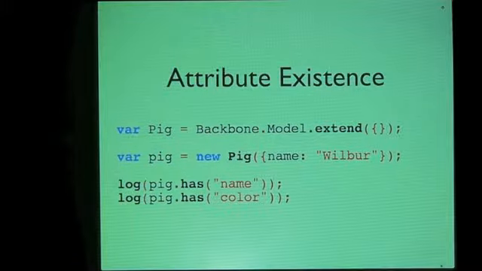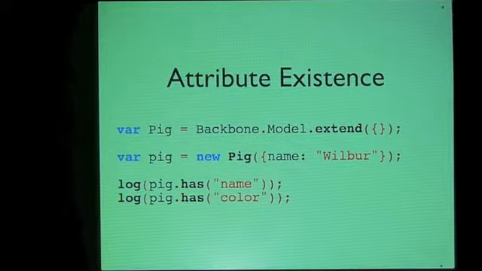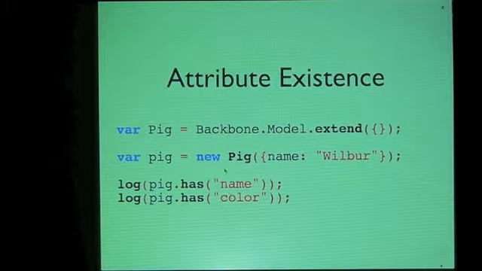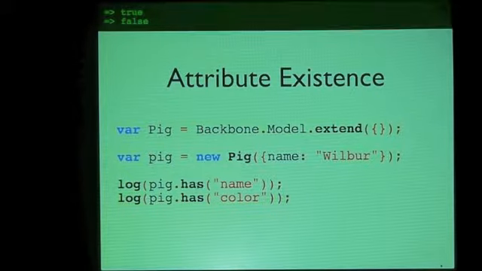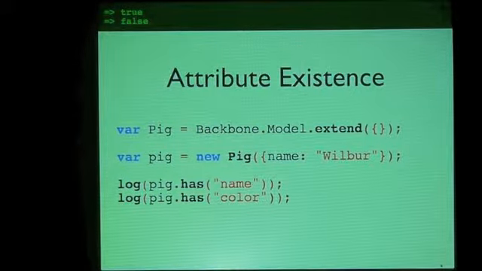Okay, attribute existence. Here's a pig. It's got a name, Wilbur. Now, does it have a name? Yes, it does have a name. And does it have the attribute color? So we should see true and false. And there's our true and false.